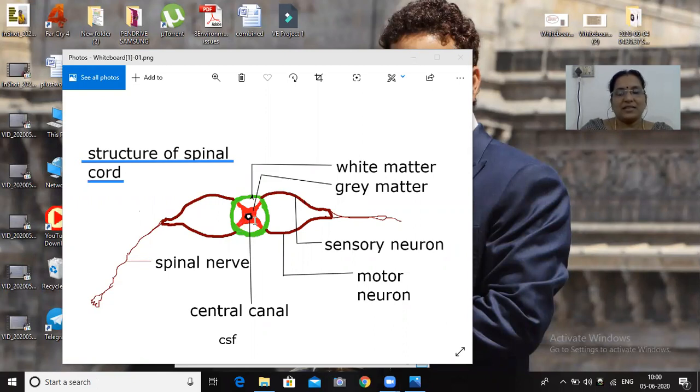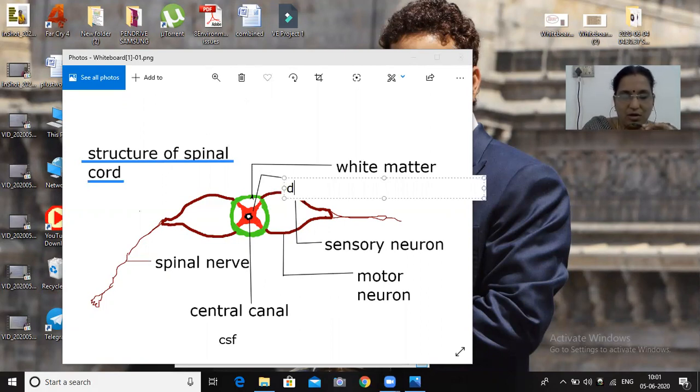Then, as I said earlier, dorsal root consists of sensory neuron. So that comes towards the spinal cord through the dorsal side. That is why it is called dorsal root, means in our body through the back side. Then motor neuron makes the ventral root that comes towards the spinal cord through the ventral side. So here I should write dorsal root and ventral root.